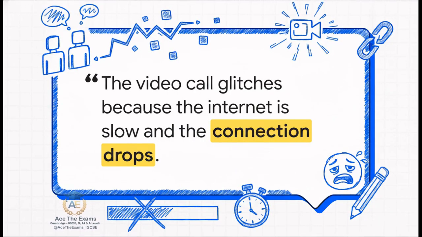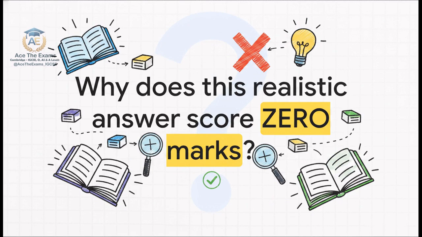Listen to the student's answer. The video call glitches because the internet is slow and the connection drops between delegates. I mean, that sounds totally logical, right? It's exactly how we talk about tech problems in the real world. But if you actually write this in your Paper 1 exam, the examiner is going to do something pretty painful. They're going to give this perfectly realistic sounding answer exactly 0 marks.